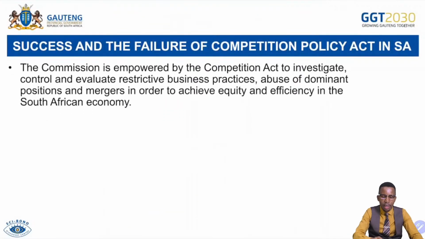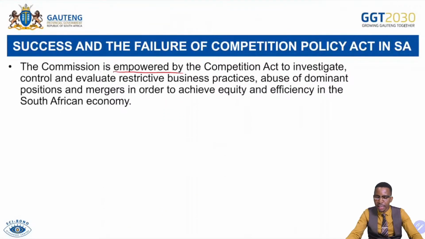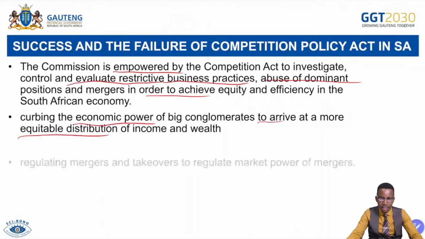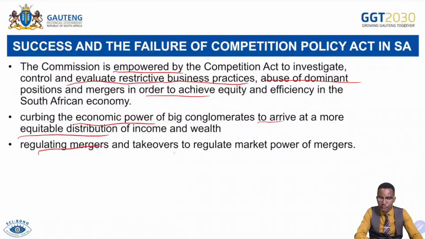We continue. The Commission is empowered by the Competition Act to investigate, control, and evaluate restrictive business practices, abuse of dominant position, and measures in order to achieve equity and efficiency in the South African economy, curbing the economic power of big businesses to arrive at a more equitable distribution of income and wealth in the economy, and regulating mergers and takeovers to regulate market power of mergers.